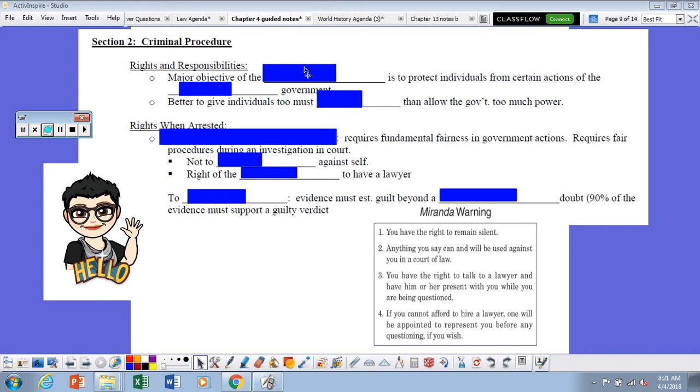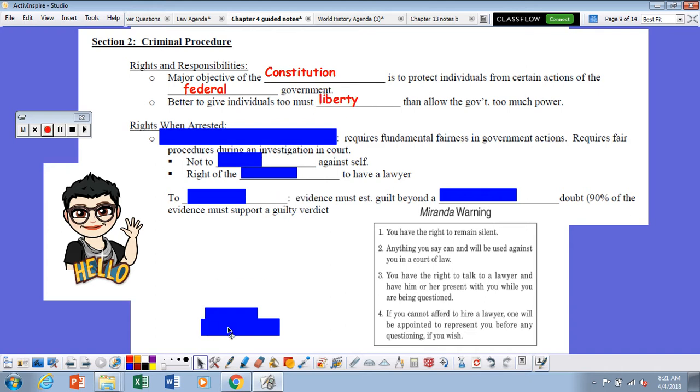And here we go. Let's talk a little bit about rights and responsibilities. The major objective of the Constitution is to protect individuals from certain actions of our federal government. And it's kind of believed that it's better to give individuals too much, not must, but much liberty than to allow the government to have too much power.